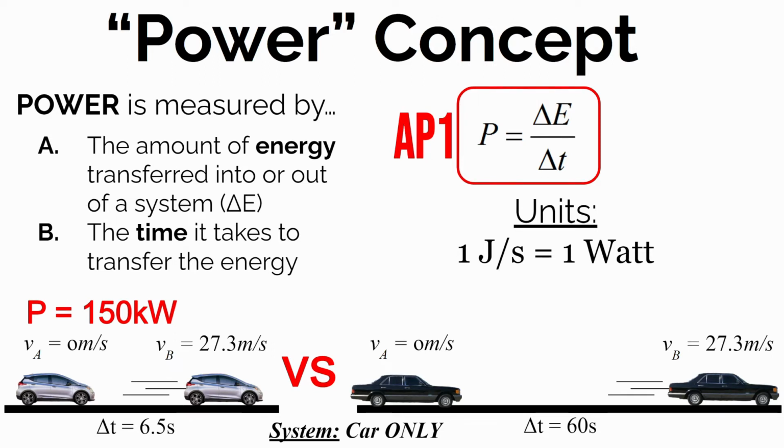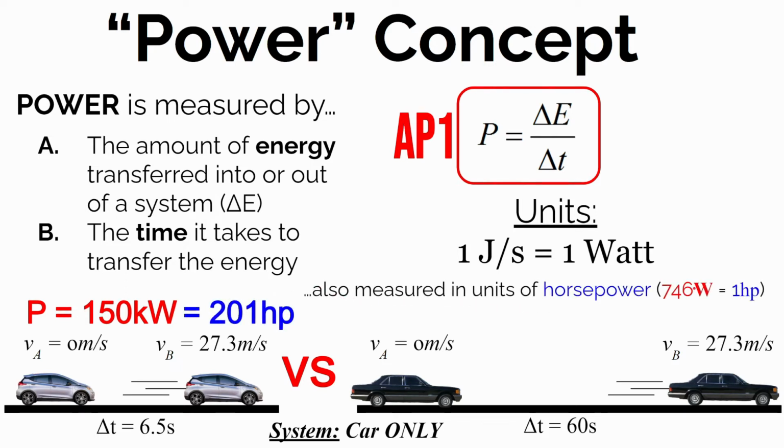So in an ideal situation, the electric motor is able to transfer 150,000 joules of energy each and every second to the kinetic energy of the car. Well, when you think about power in cars, what's another unit for power that we typically talk about? It's horsepower. The conversion between watts and horsepower is this: it takes about 746 watts to equal 1 horsepower. So for the Chevy Bolt, 150,000 watts is about 201 horsepower.